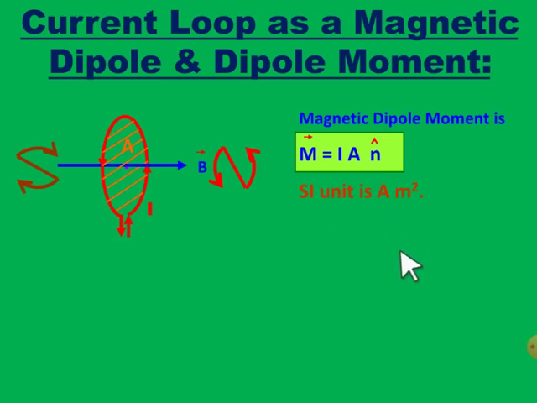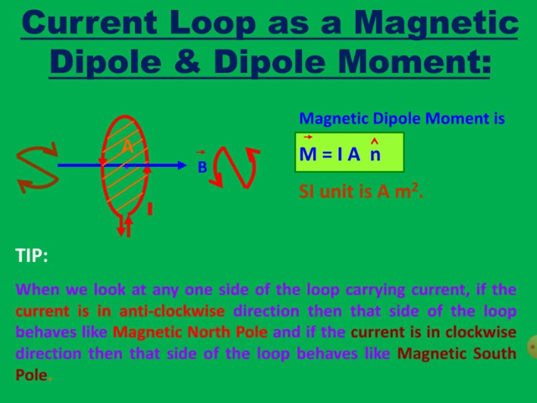So the SI unit of magnetic dipole moment of your circular current loop will be ampere meter square. Now, as I have told you about the direction of the south pole and north pole, you can read it from here also. Whatever I have told you is all here. If the direction of the current in that circular loop is anti-clockwise, then it will behave just like a magnetic north pole. And if it is clockwise, then this side will behave just like a magnetic south pole.